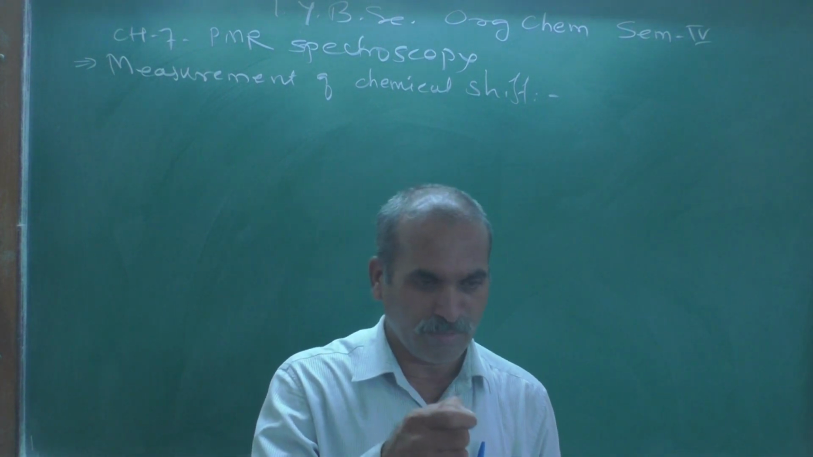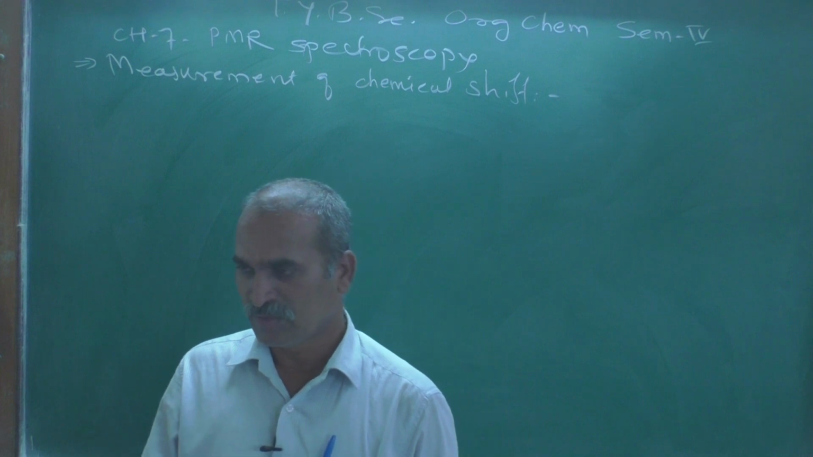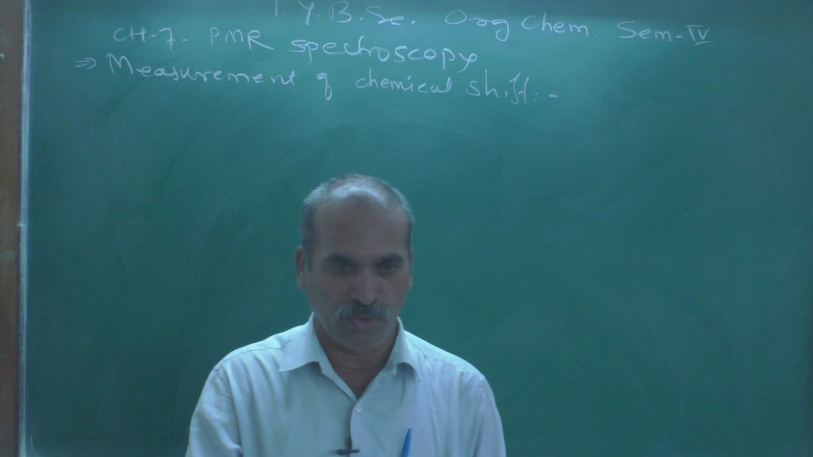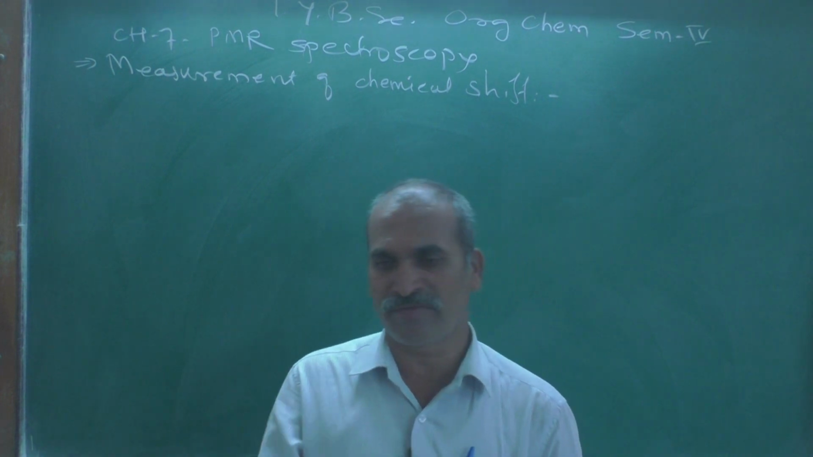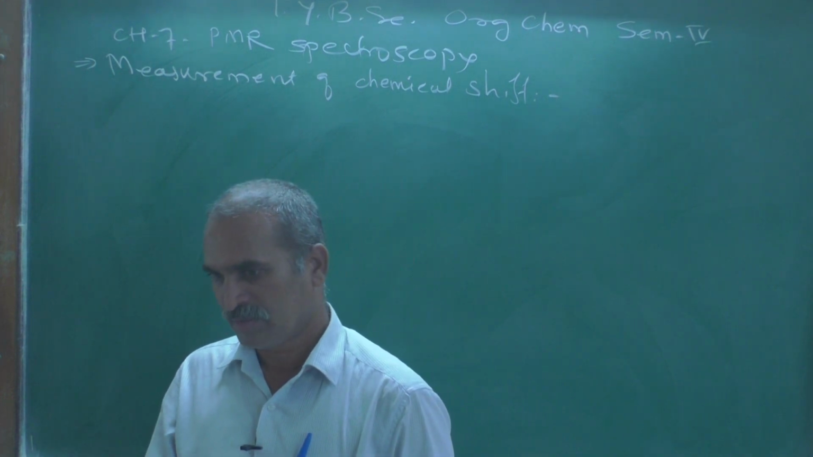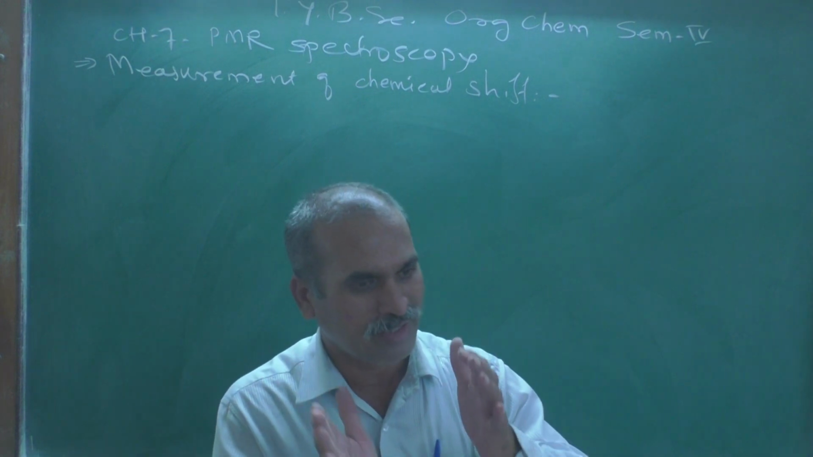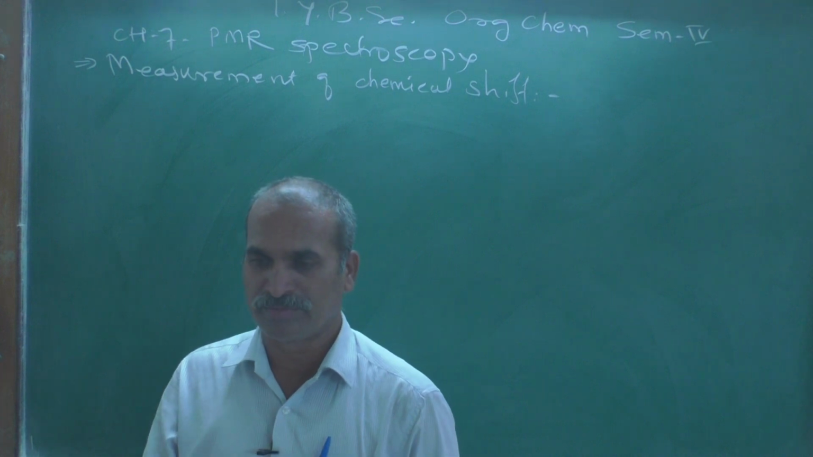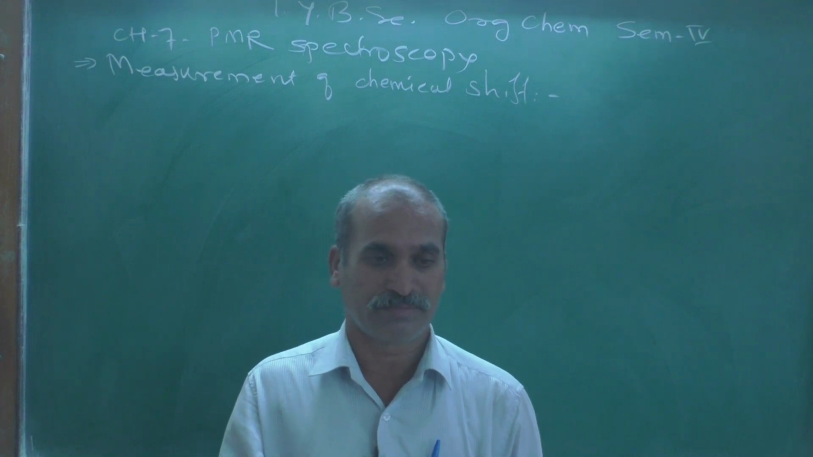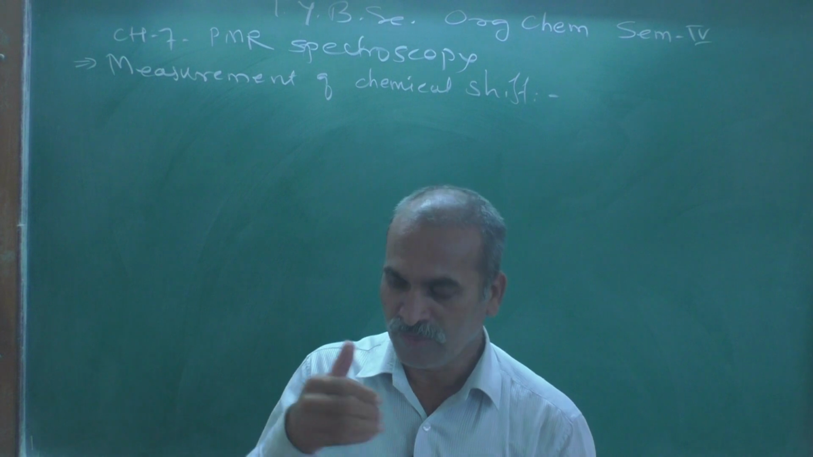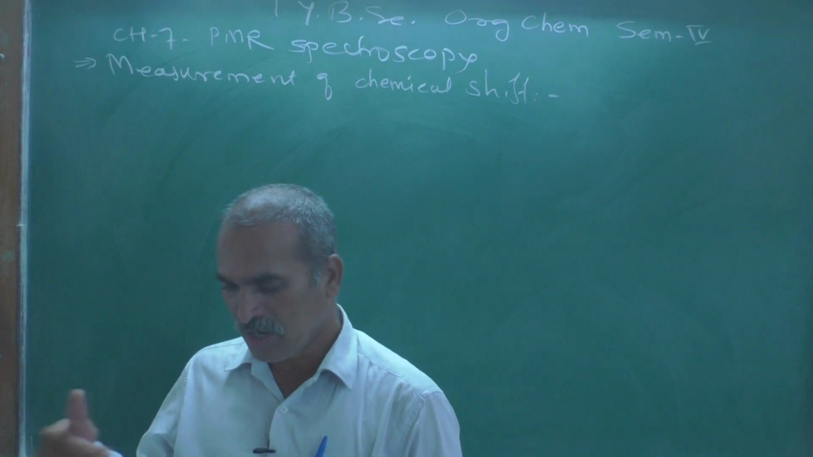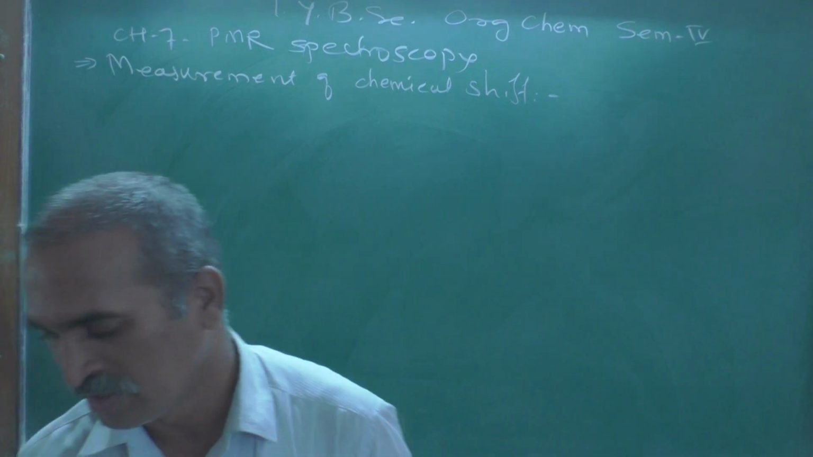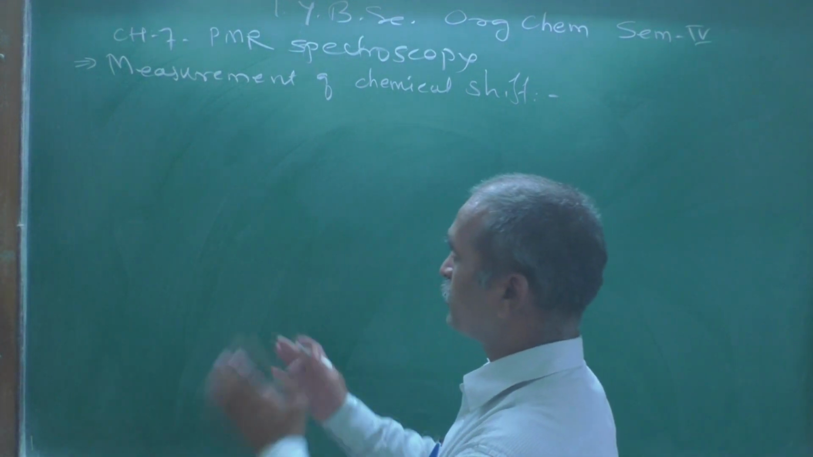Similarly, the methyl proton is away from the chlorine, so the effect of the electron withdrawing group is less as compared to the methylene proton. Therefore, the methyl proton CH3 will absorb at upfield. So that type of discussion we had in our previous lecture.